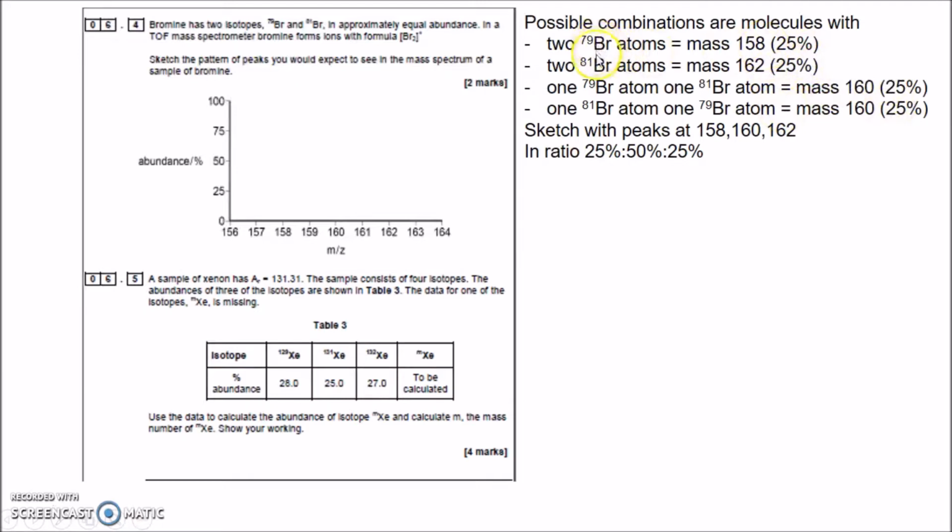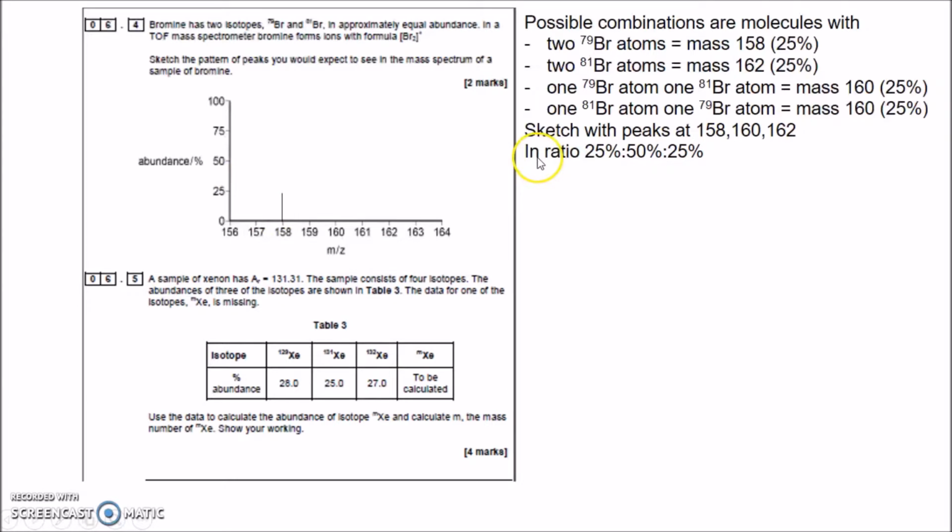So 25% of two 79s. I've got Br2, two 79s will be 158, so a Br2 with two 79 atoms in there, I've got a mass of 158, and I've got 25% of that. I've got two 81 atoms, so combined Br2, 162, 25% of that. I could have a 79 atom joining with an 81. 79 add 81 is 160, and I've got 25% of that. Or I could have them the other way around, an 81 joining with a 79 to give a mass of 160, 25% of that.